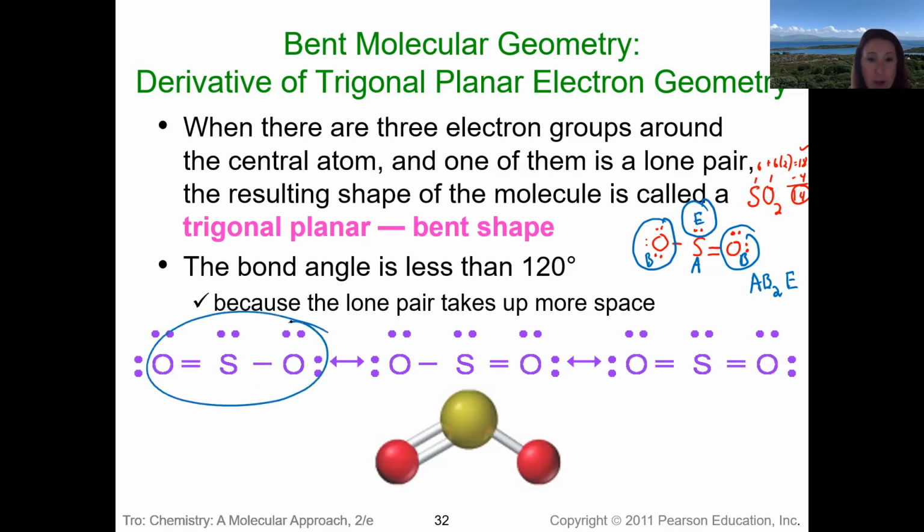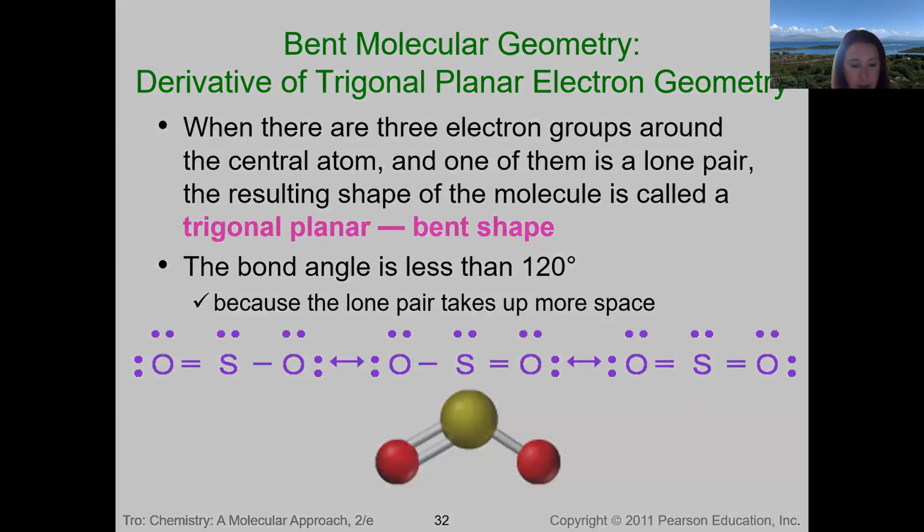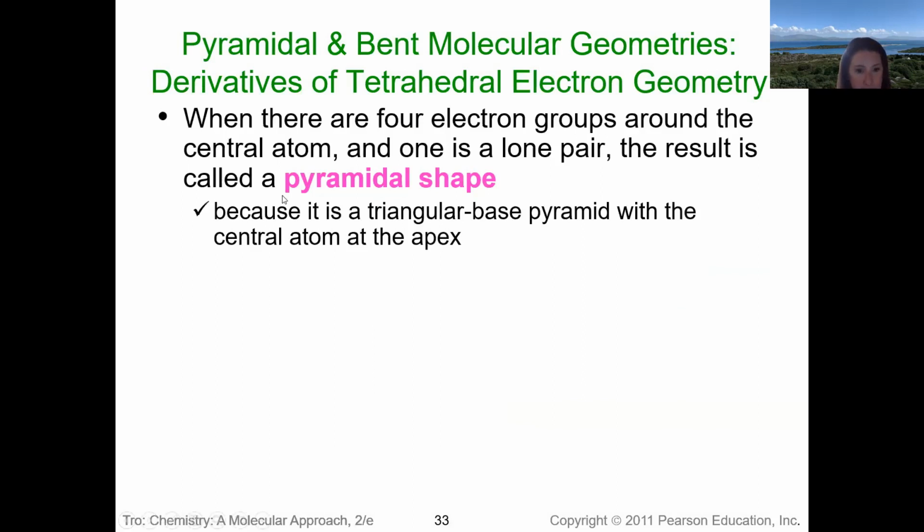These 2 would be minimized according to octets. This one would be minimized according to formal charges, right? So this is the difference between the 2: octets versus formal charges. Okay, we call this AB2E when we have 2 atoms and a lone pair. And its bond angle is just less than 120. Okay, now let's look at more of these.